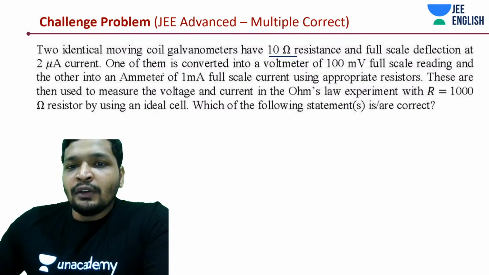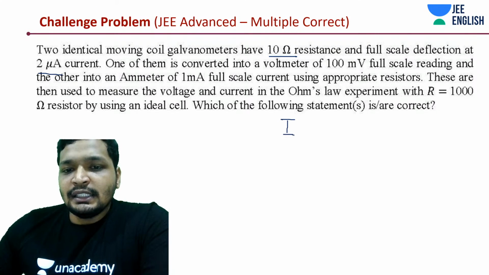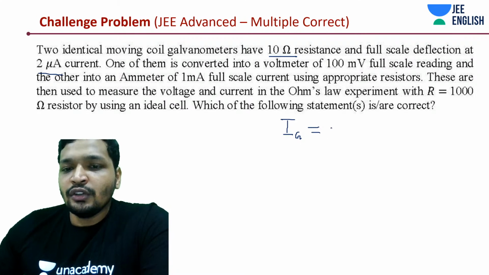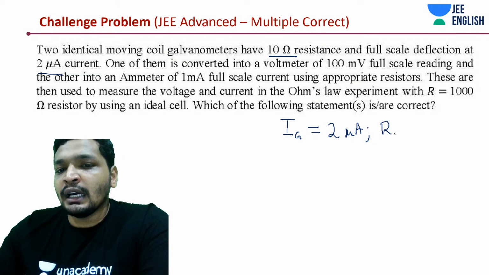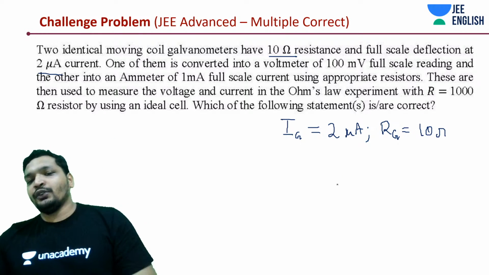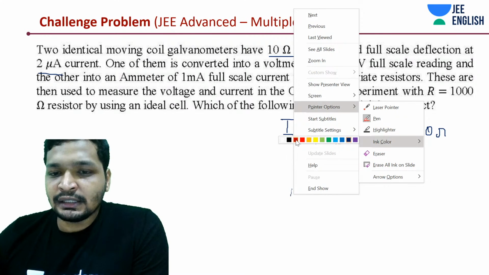So it's a 10 ohm and 2 microampere. So full scale deflection current IG full is how much? 2 microamperes. Very less. Yes, that's why it's a moving coil galvanometer, and RG is how much? 10 ohms. Two scenarios. One scenario, you have an ammeter. Other scenario, you have a voltmeter.